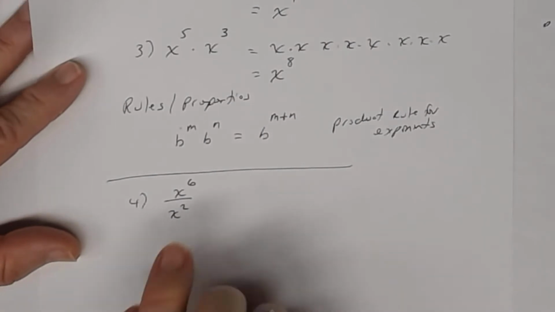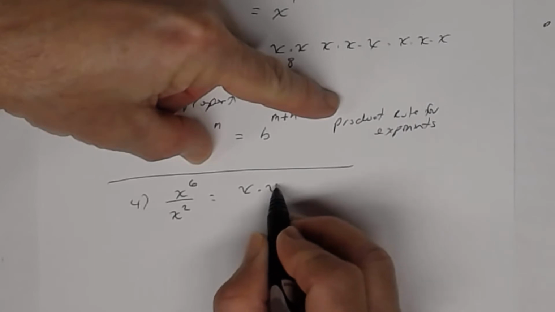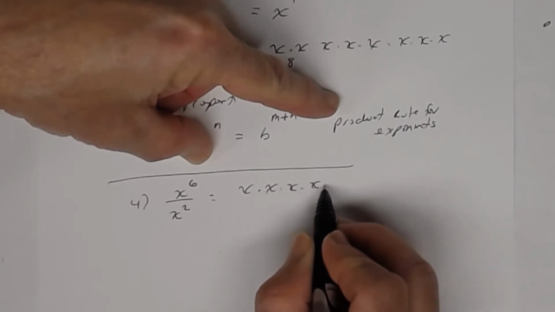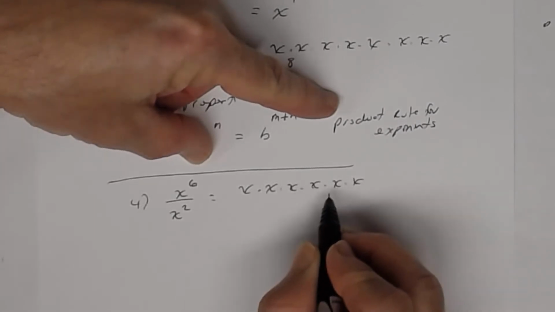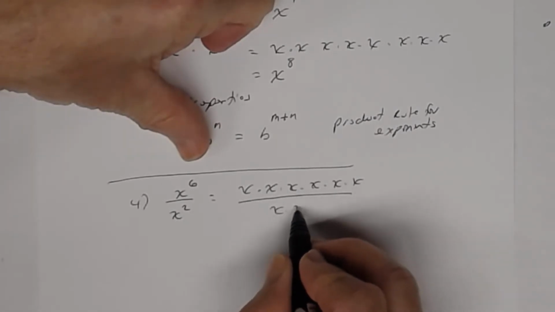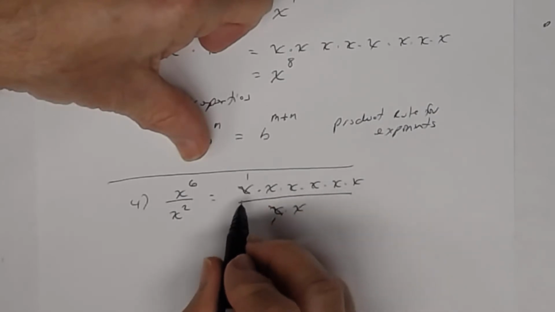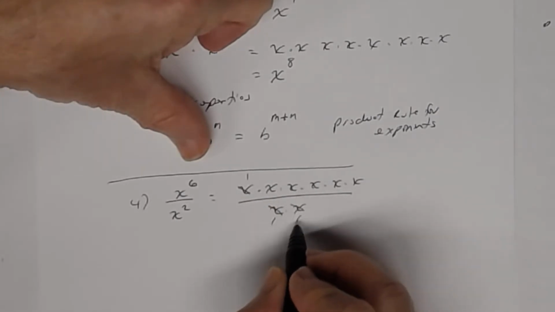Well, if I do the long way, the numerator means 6 factors of x. So x times x 6 times. And that's what you see here. The denominator means 2 factors of x. So x times x.